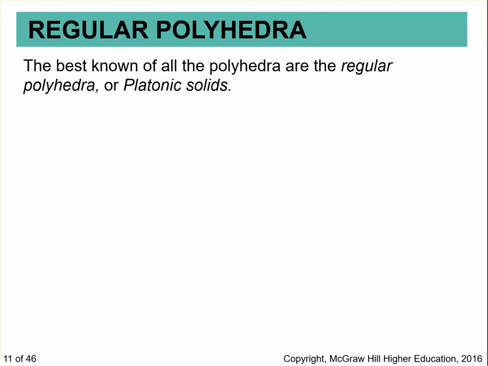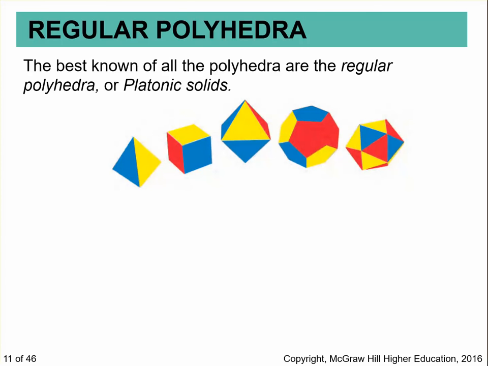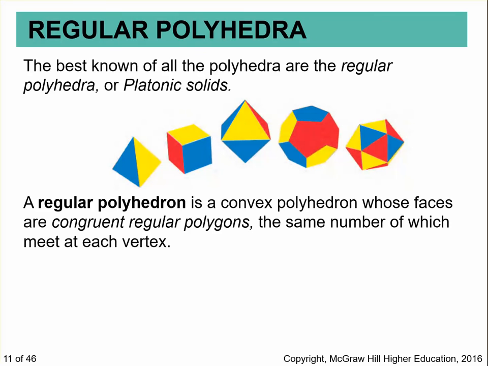Okay, so just like you had regular polygons, you have regular polyhedra as well. Regular polyhedra have lateral sides that are perpendicular to their bases. These are examples of regular polyhedra. A regular polyhedron is convex, and its faces are congruent regular polygons, the same number of which meet at each vertex.